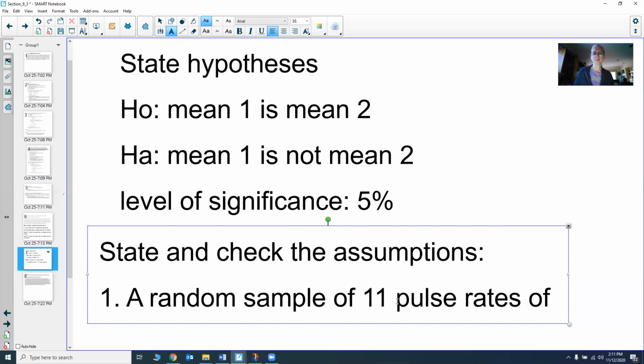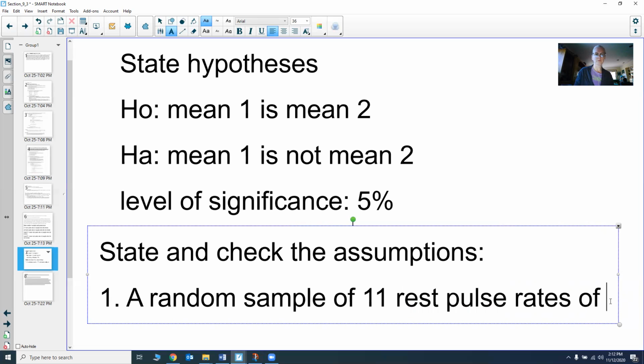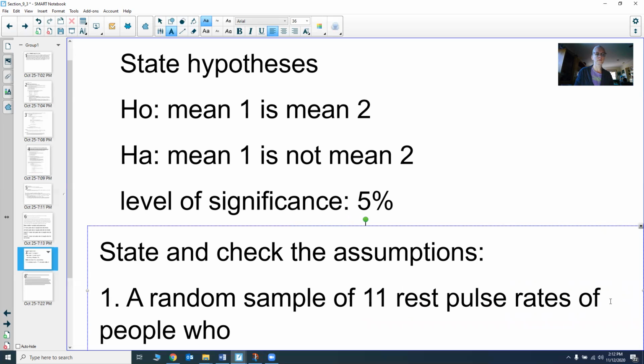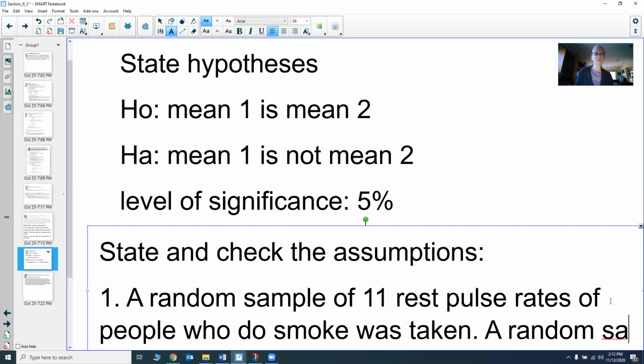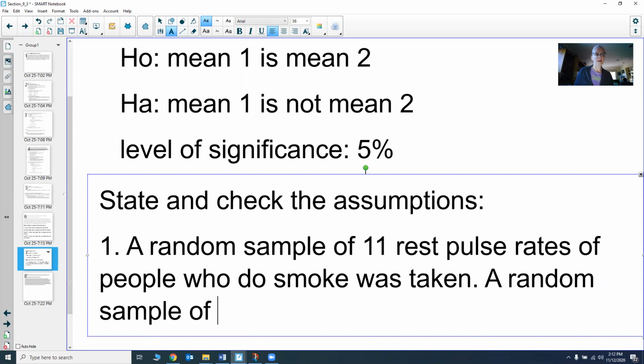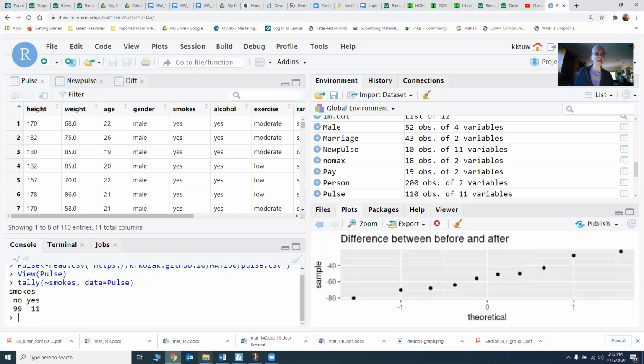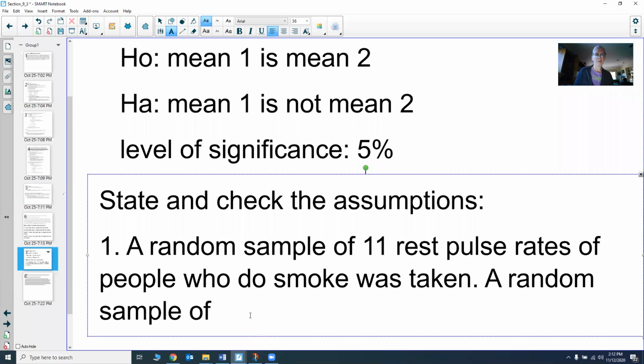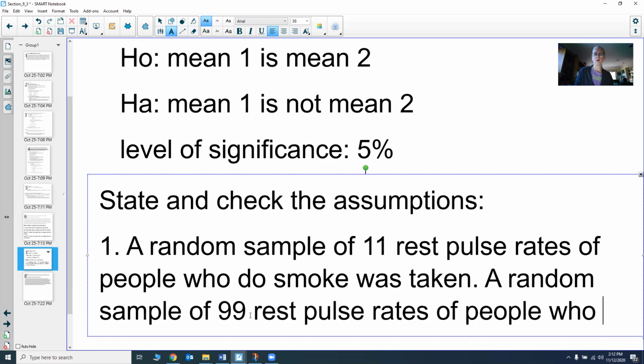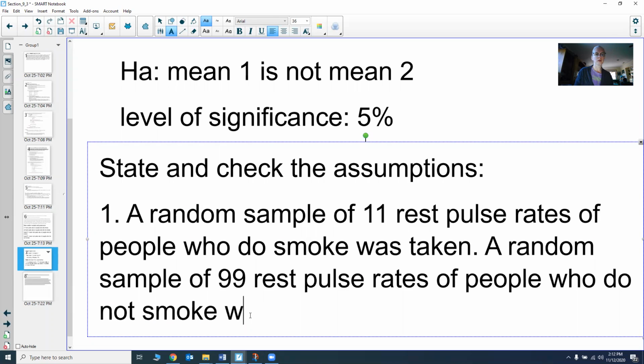and it is resting pulse rates of people who do smoke was taken. And a random sample, so this is a totally separate sentence, of 99 pulse rates, resting pulse rates of people who do not smoke was taken. So again, this is our stating part.